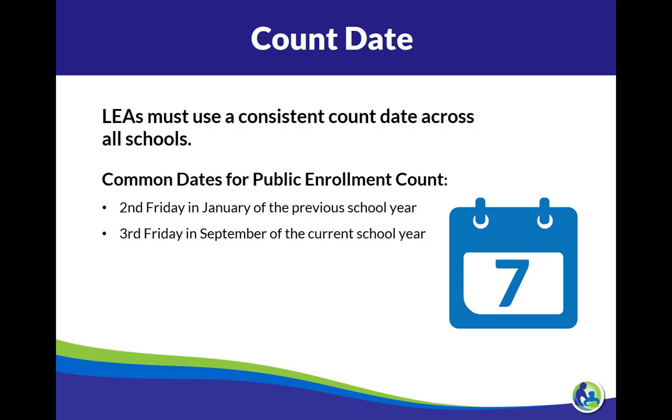The law does not prescribe a specific date on which an enrollment count must be completed. However, in Wisconsin, enrollment numbers are usually taken from the second semester count, usually the second Friday in January of the previous school year. Some districts also use the third Friday count, the third Friday in September of the current school year. However, as Title I, Part A grant applications generally must be submitted before this date, the January count date is more common and acceptable.